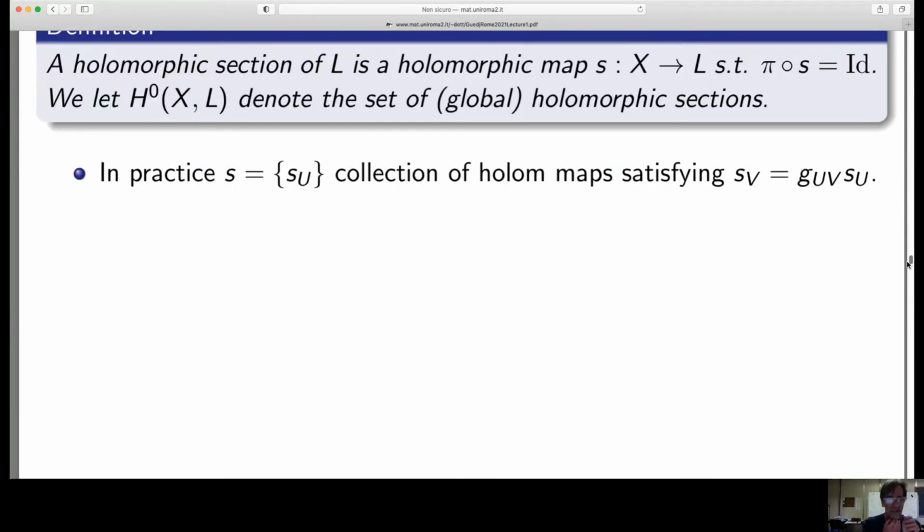And so if you have a trivialization, then you can write a section locally, and this gives you just a holomorphic function. But a collection of holomorphic functions, for each open set U, say you have a trivialization on a covering, then if you change from U to V, the condition that this family of functions must satisfy to define a global holomorphic section is S_V = G_UV S_U.